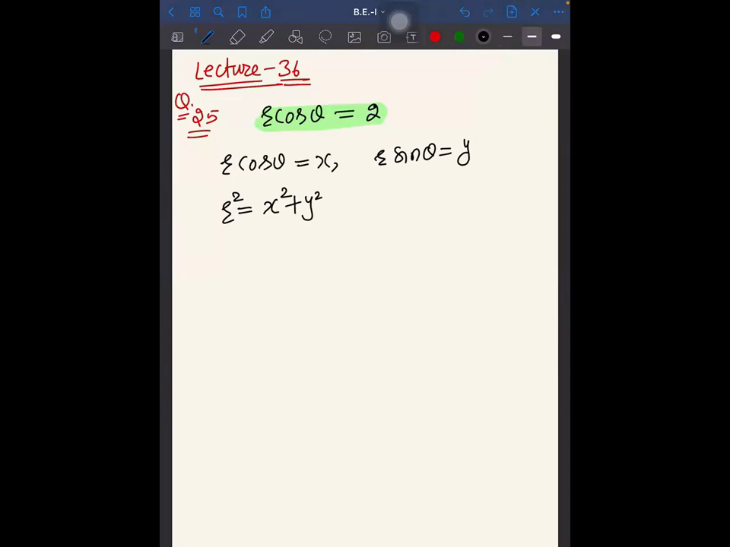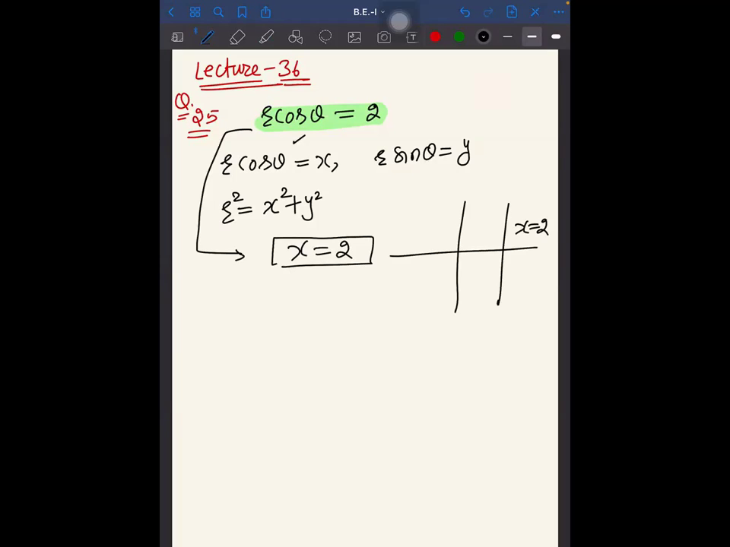So now clearly we know that r cos theta is nothing but x. So x is equal to 2. That means this is nothing but a vertical line at x is equal to 2. So we know this sort of equation. That's it. Are you getting this? Yes, sir.